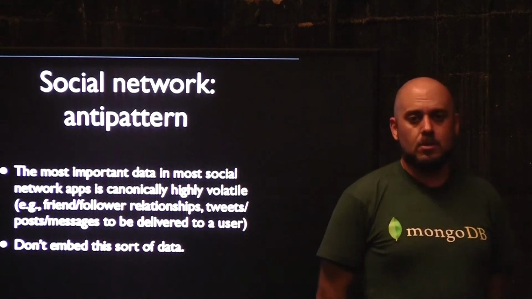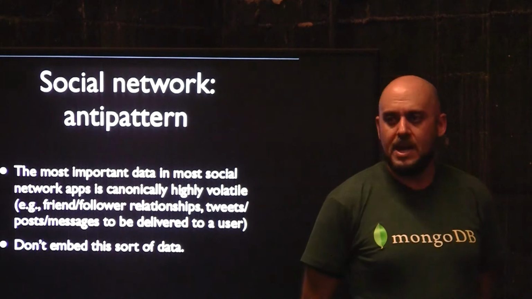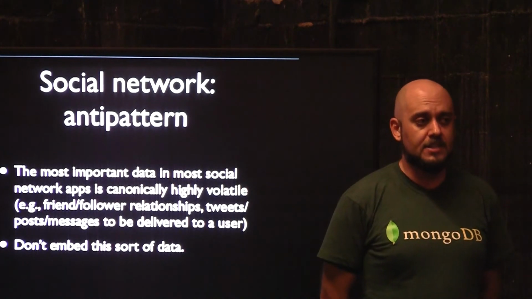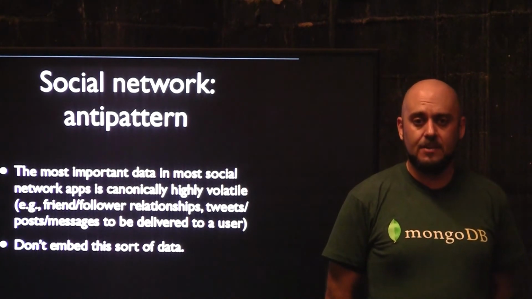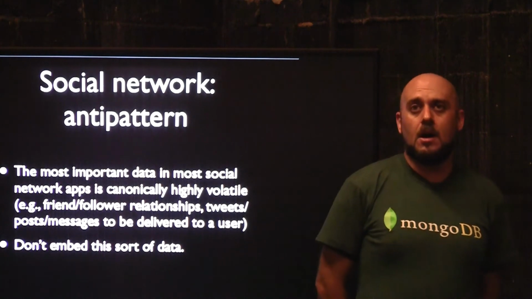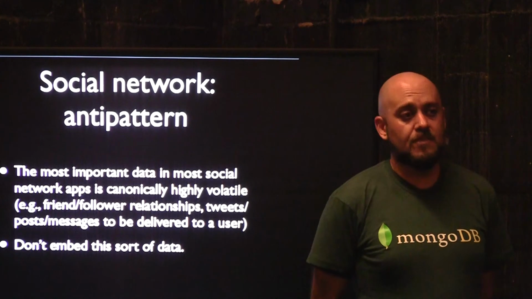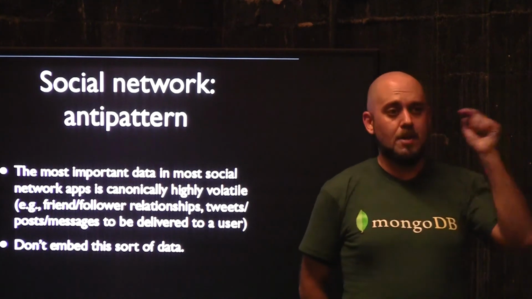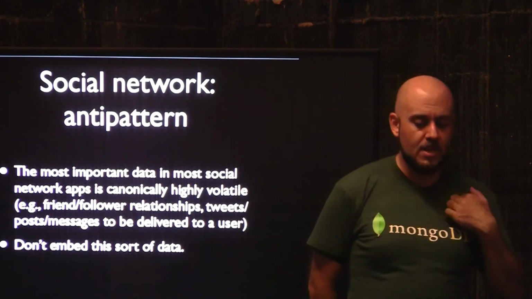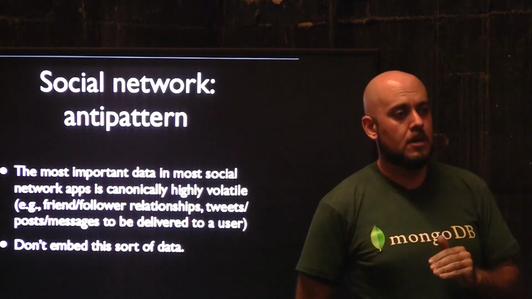One obvious or potentially obvious way of storing this sort of thing is to embed this kind of data into one document. So for example, I might have a user document in some network, and I might have 100 friends, and you might just embed the primary keys of my friends in my document. This is not a very good use of MongoDB.